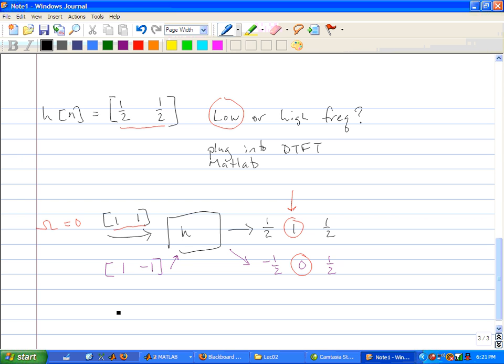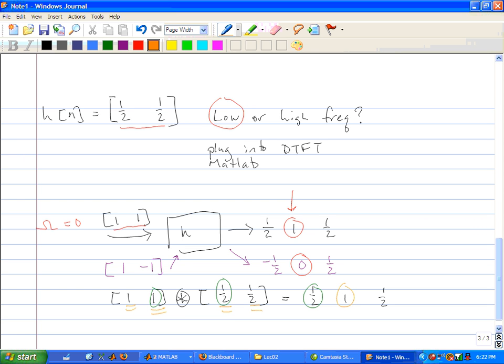So for example, if you take 1, 1, and you convolve that with a half, that should give you a half, 1, a half. The first half comes from, we'll learn more about the convolution in the future, but if you've seen it already in another class, it should make some sense. The first half equals 1 times a half. The 1 comes from, so then you shift it. So then it's 1 times a half plus 1 times a half.